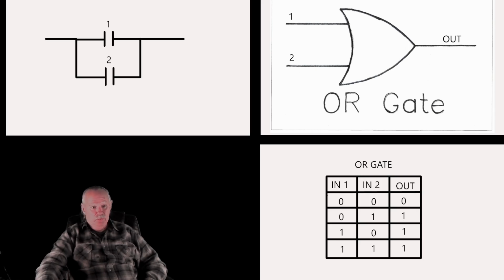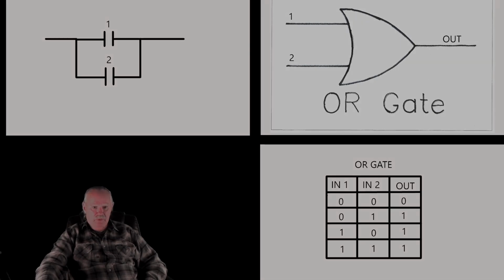So that means low for input 1, low for input 2, and low for the output, which makes sense for a parallel circuit, because if neither of the contacts on a parallel circuit are made, then we have no output.